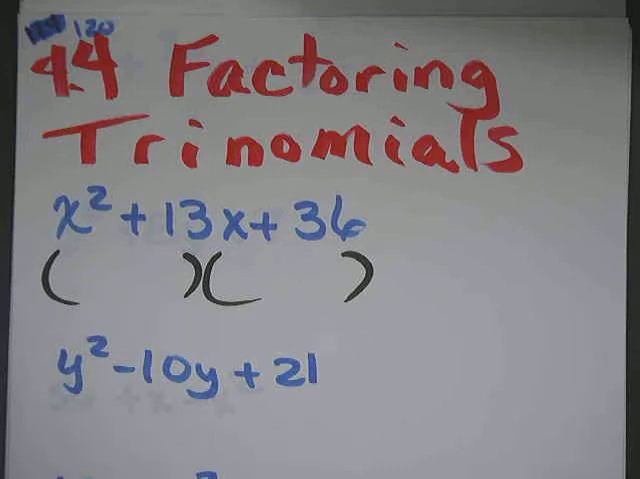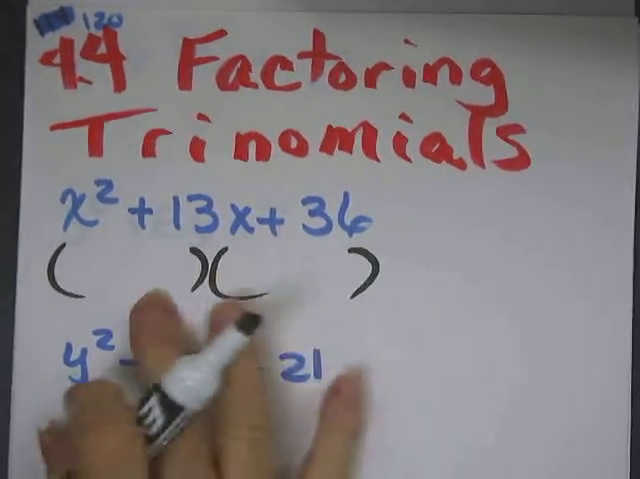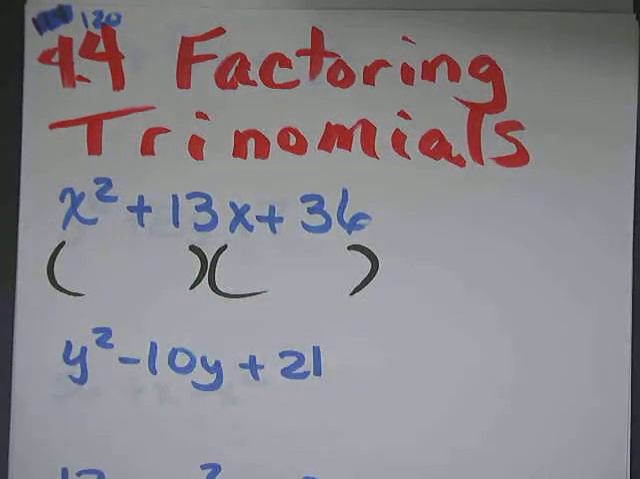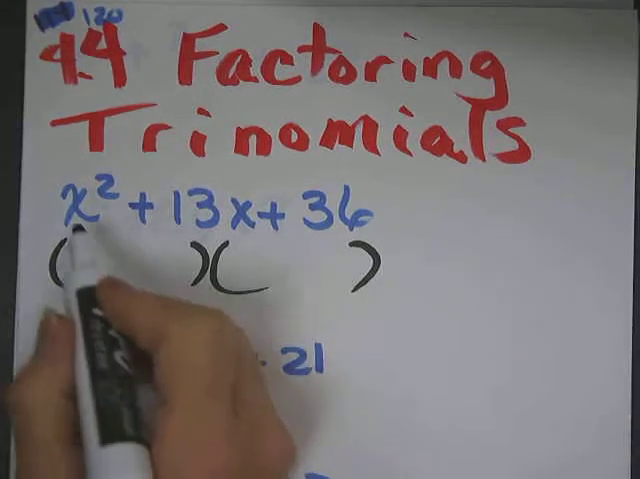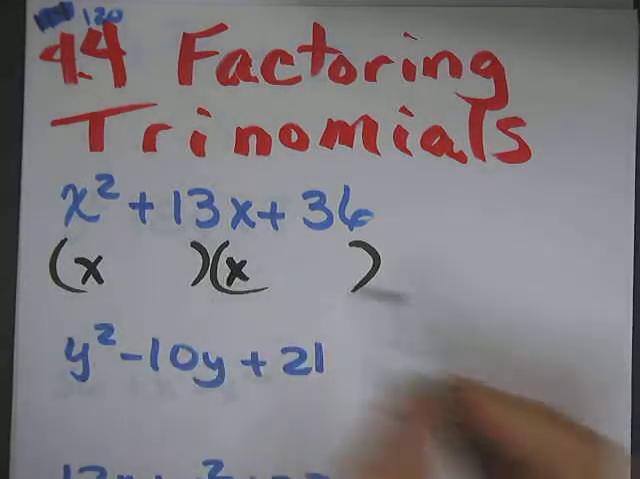Then you look at how many terms there are. If there's 2, you look for difference of squares. 3, you unfoil it like we're about to do. Then 4, you group. So doing this, we're going to do x squared is x times x.